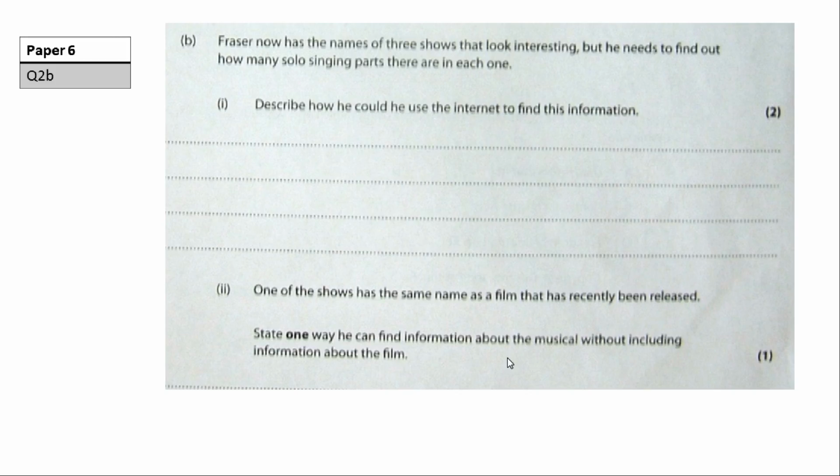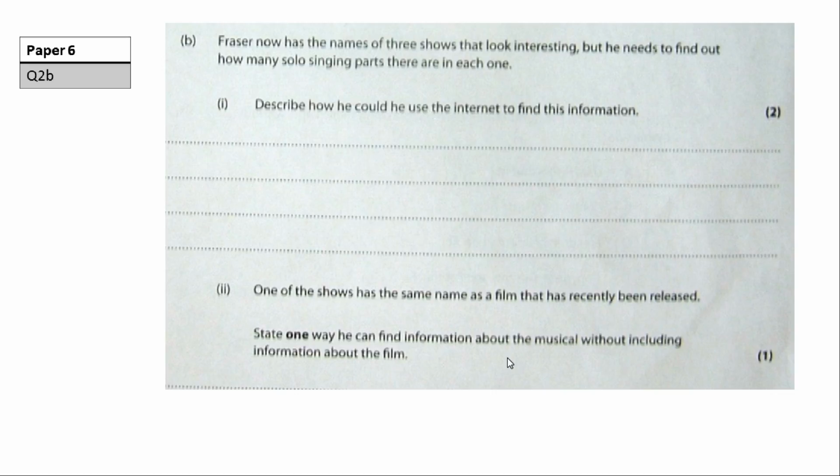Fraser now has the names of 3 shows that look interesting, but he needs to find out how many solo singing parts there are in each one. Describe how he could use the internet to find this information. Okay, so it's a searching question. Again, using the internet, searching, refining, all those sort of things. A bit like you did for the music festival. Okay, so how could you use the internet to find this information?